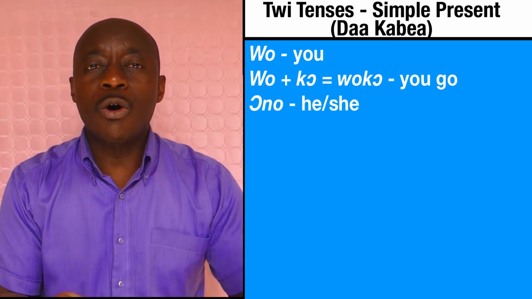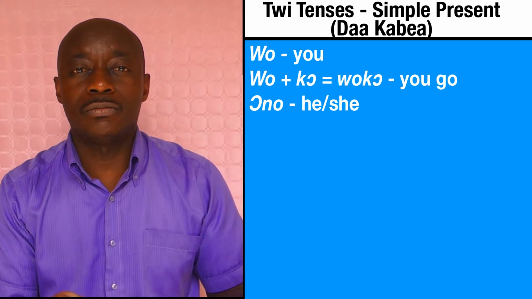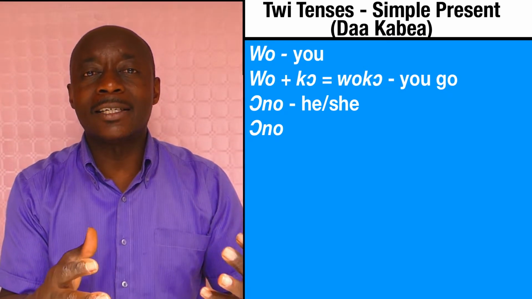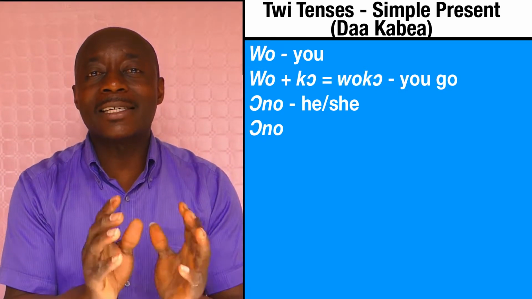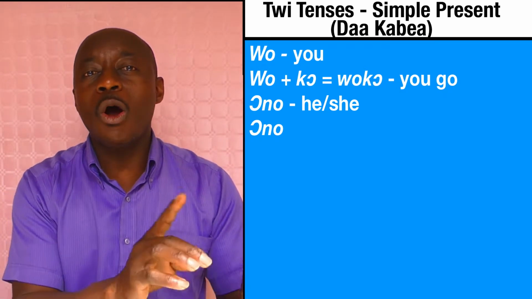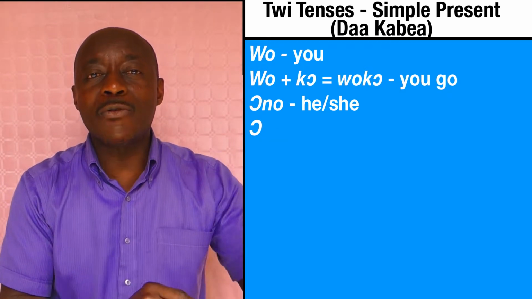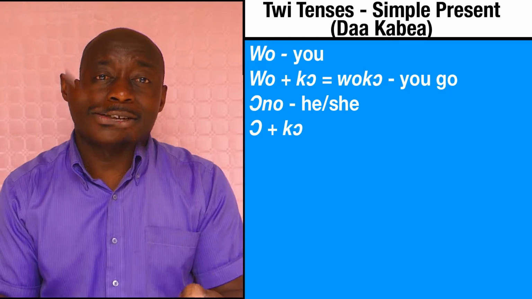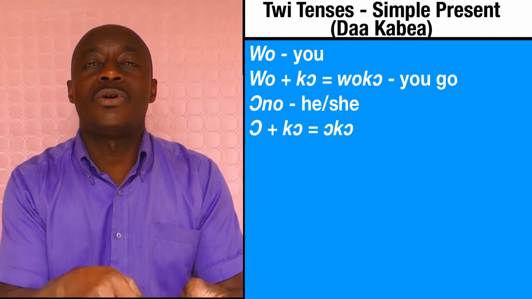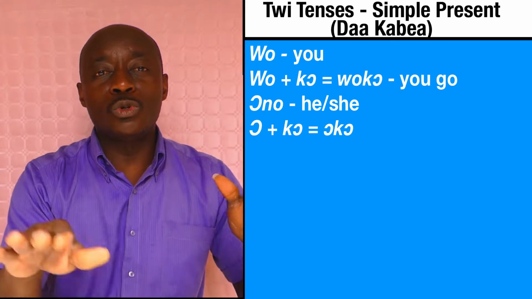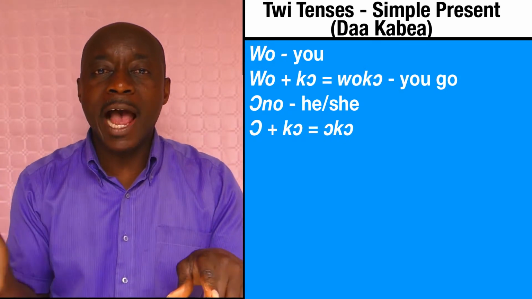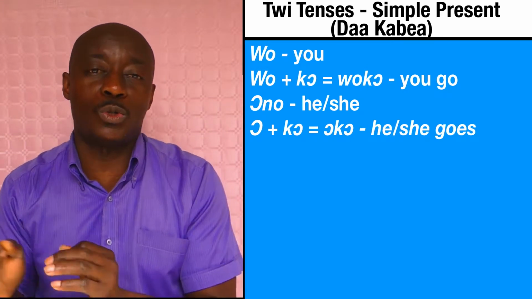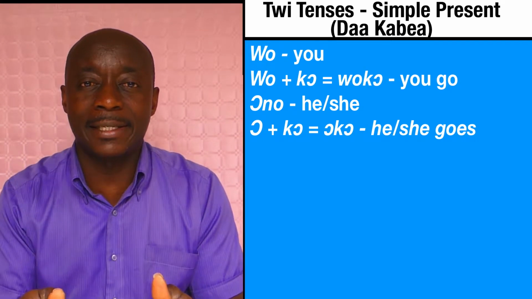Let's talk about he or she, and that is ono. As we know, one of the rules that we learned is that when we have ono acting as a subject to a verb, ono loses the no, and then we get the o, and we then add the verb to it. So in this case, ono plus ko will become what? Oko. That is, ono loses the no, and then we get the o, we add the ko to it. So we say oko. He goes or she goes. This is in the simple present tense.